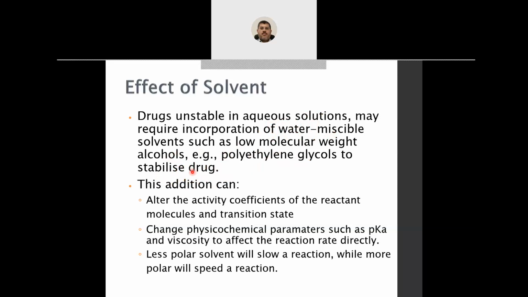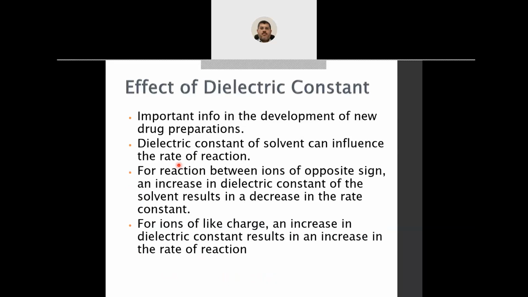How do they stabilize the drug? By altering the activity coefficients of reactant molecules and the transition state. They change physicochemical parameters like the pKa and viscosity of the medium, so they affect the reaction rate directly. Less polar solvents in general will slow the reaction, while more polar solvents will speed a reaction. Usually, because this depends on the degradation product itself, if the degradation product is more polar, then a polar solvent will increase the speed of the reaction. And usually degradation products are more polar, more water soluble compared to the original product.